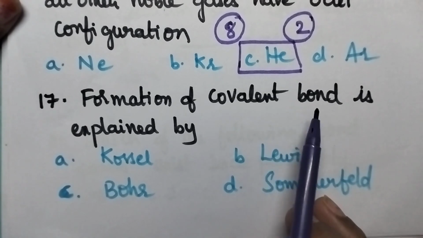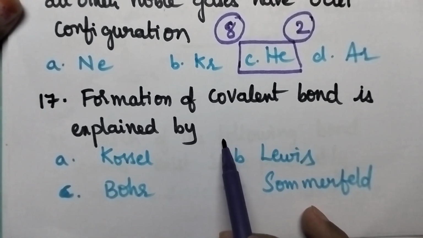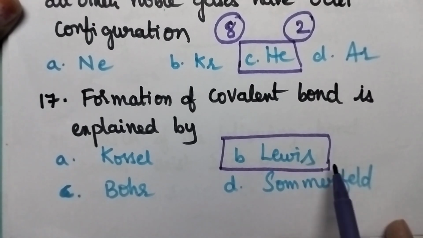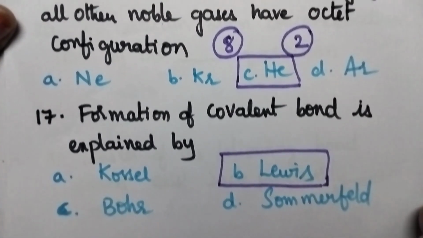Formation of covalent bond is explained by. So covalent bond formation is explained by Lewis. So option B is the right answer.